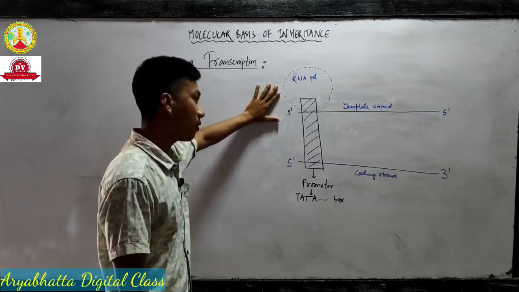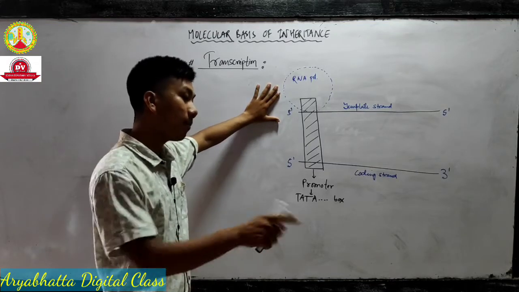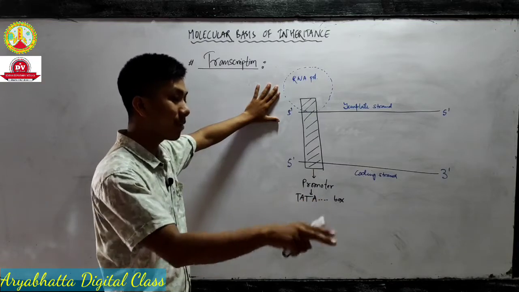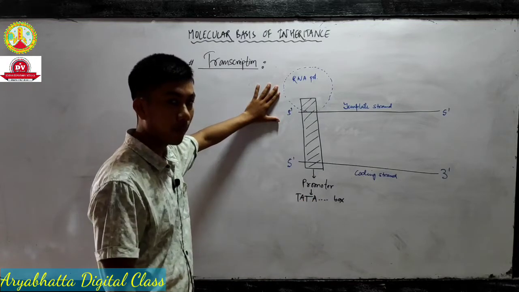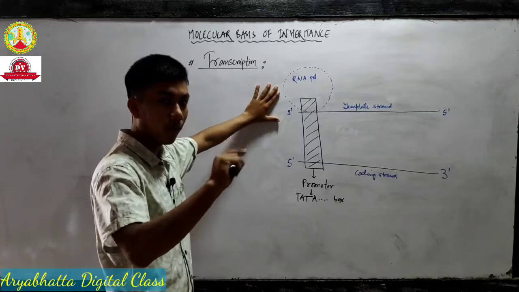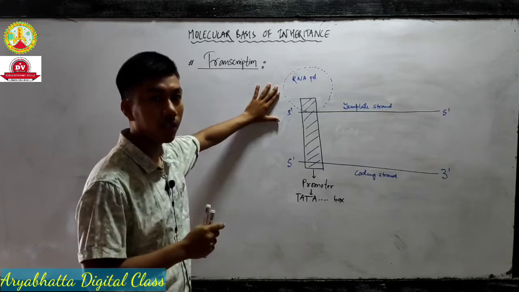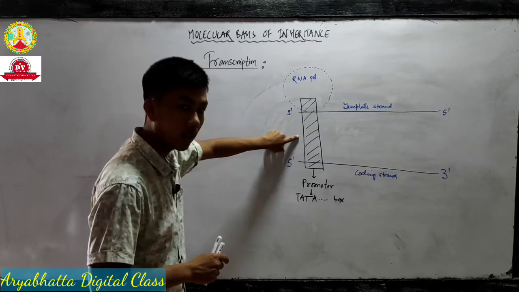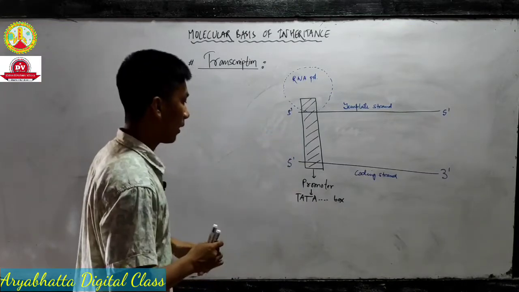So the RNA polymerase enzyme has to come and bind. Where does it bind? It binds to the DNA strand where it is rich in adenine and thymine. Now that sequence of the DNA strand which is rich in adenine and thymine, we call it a promoter. That's why we say TATA box.